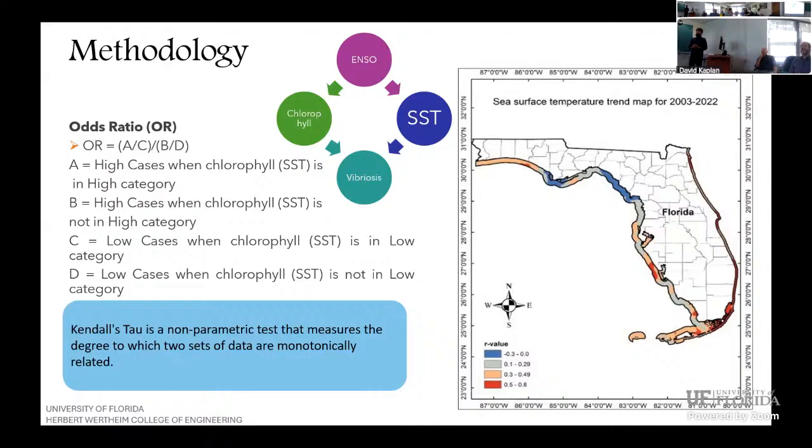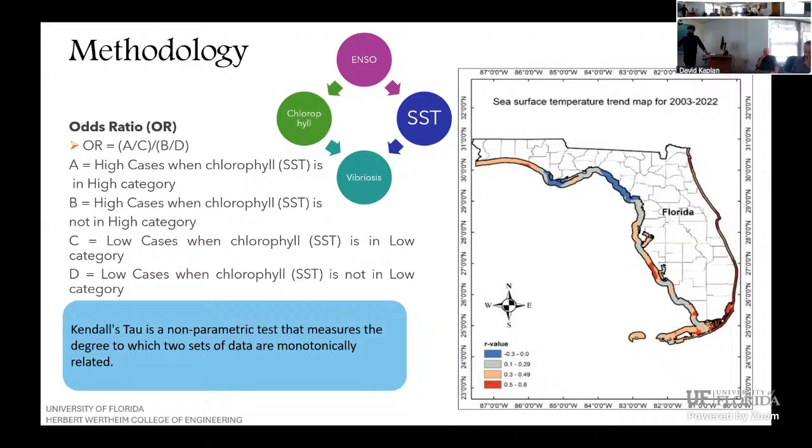The right curve shows more of a seasonal trend map for the temperature. And this is for the Florida buffer. Why was it done? Because as per the CDC and as my previous graph shows, the cases are increasing in these seasons where the sea surface temperature is higher than normal.